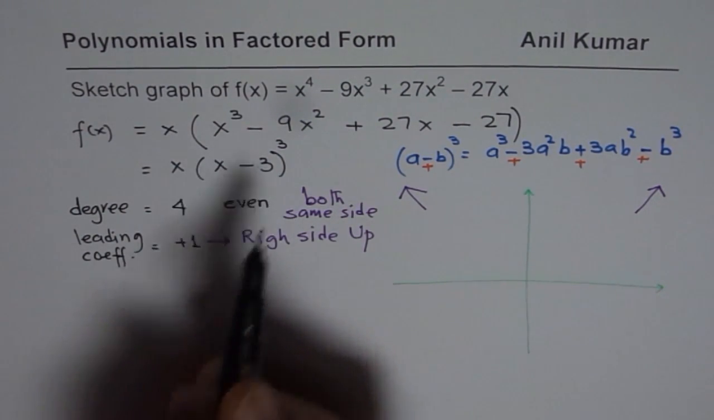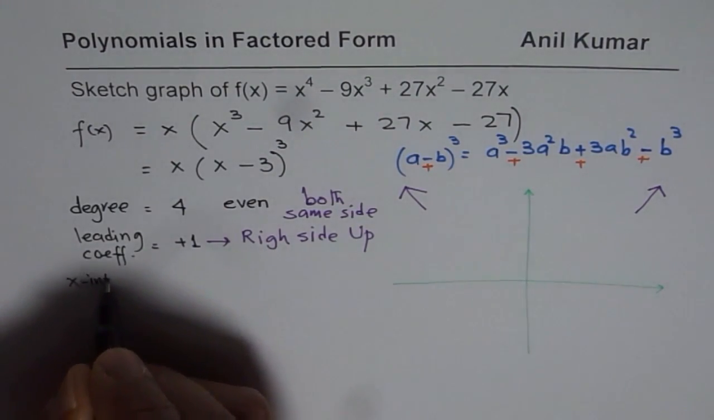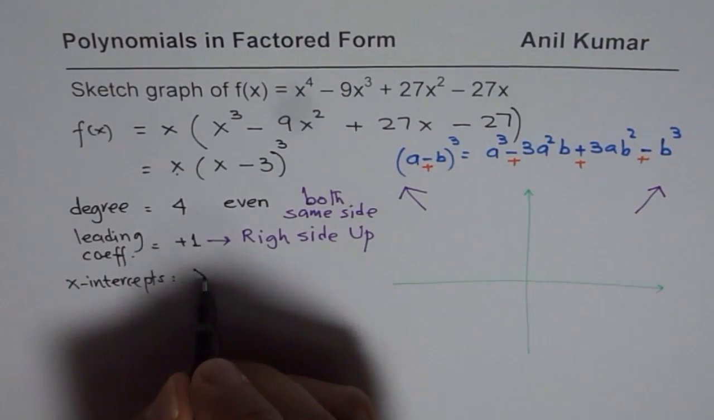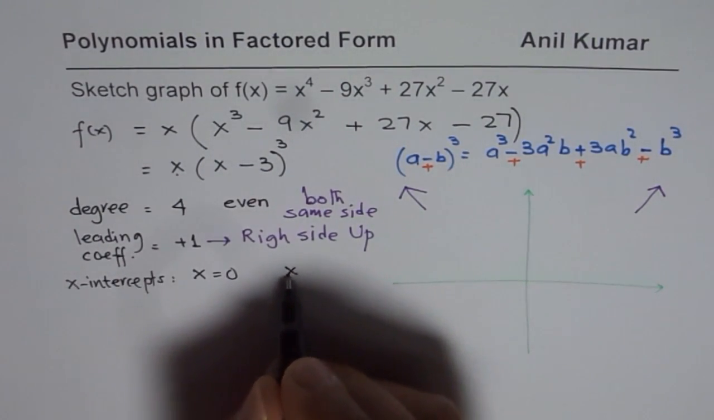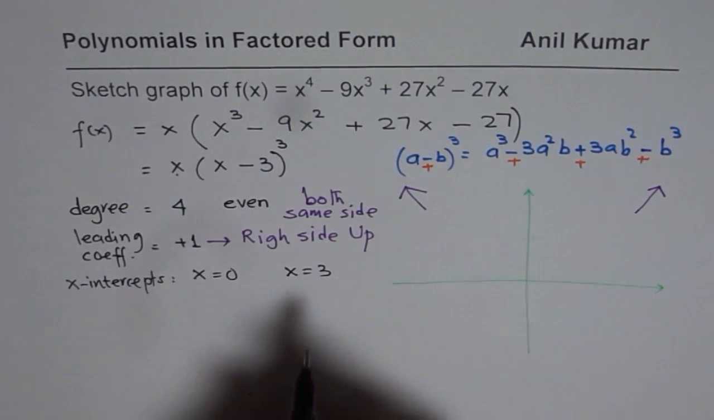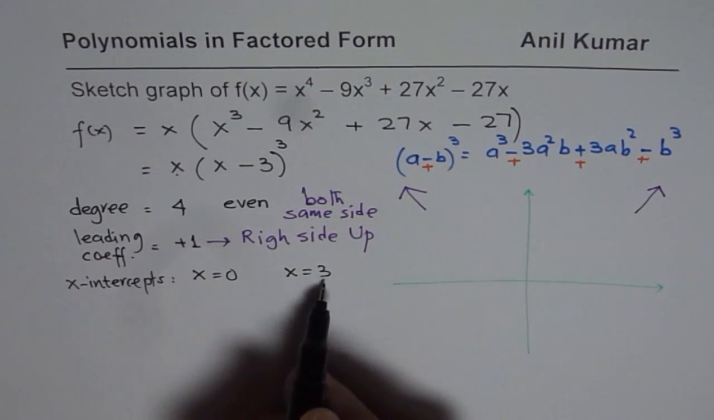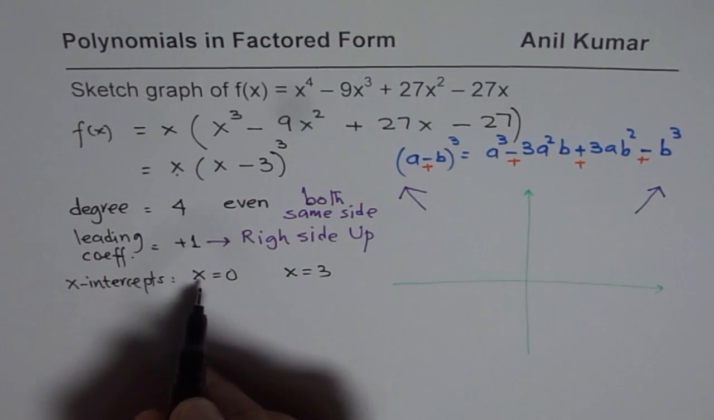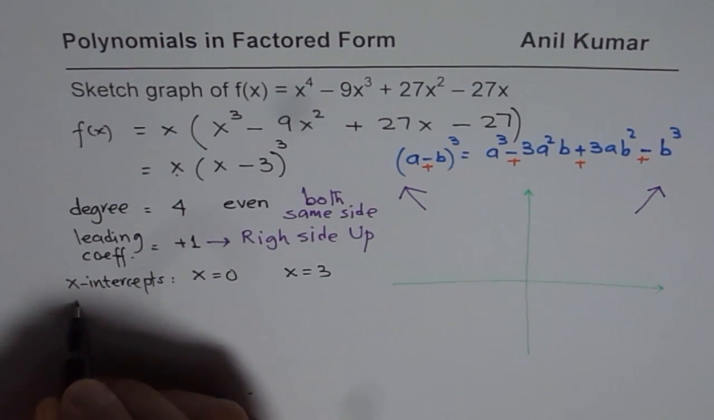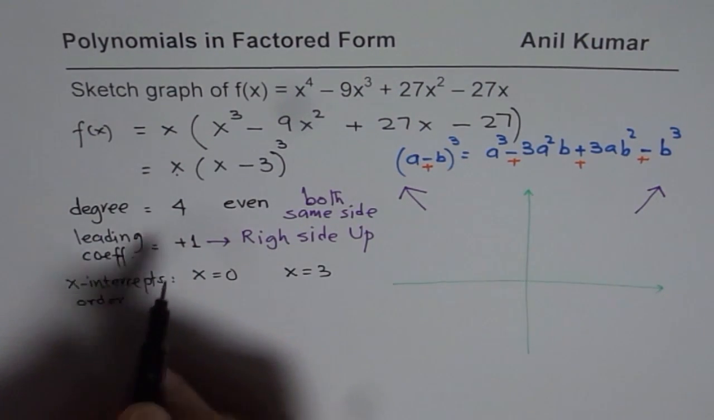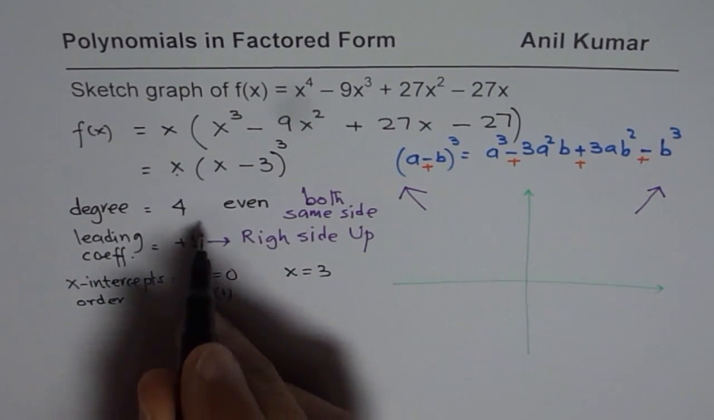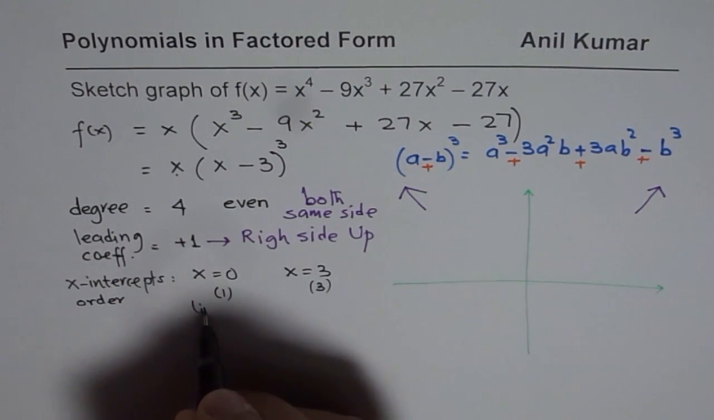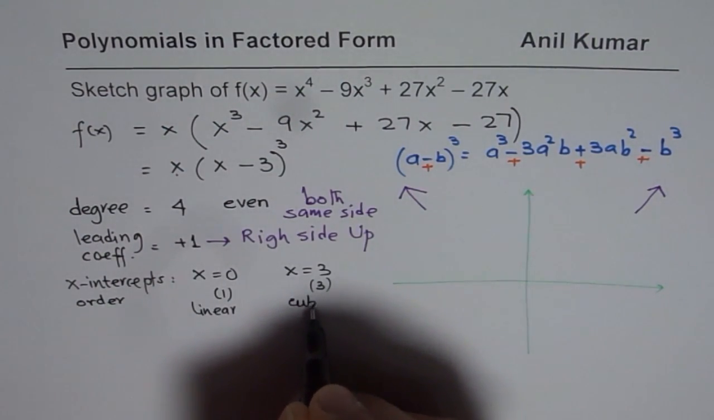Now we need to find the x-intercepts. So x-intercepts for us are at x equals 0, the first factor. The next factor is at x equals 3. So these are the two x-intercepts. Now these are the zeros also, since y value is 0 at these points. So when we talk about zeros and x-intercepts, you know the difference. Zeros have order or multiplicity, right? Now in this case, the order is 1. That means it's a linear zero. And here the order is 3. It is a cubic zero. So it's a linear zero, and this one is a cubic zero.